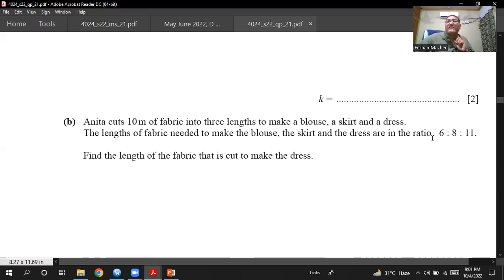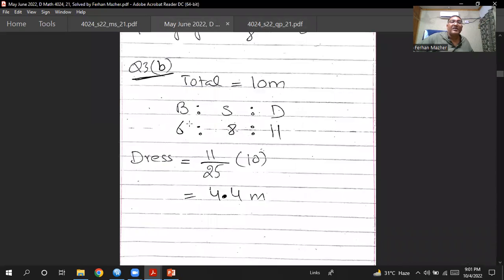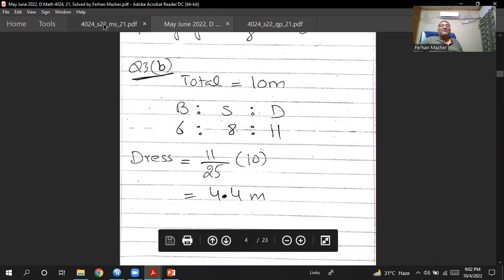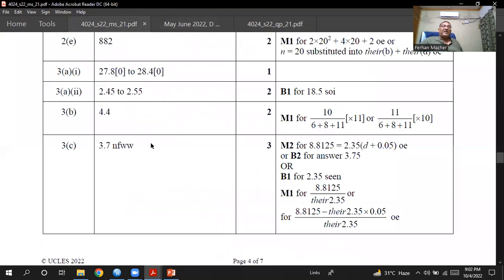And the total length of the fabric is 10 meters. So we will find how much. So the total length of the fabric used is 10 meters. The ratio between the blouse, skirt, and the dress is 6, 8, 11. So if you want to find out how much fabric is used to make the dress, that will be the ratio of the dress by the sum of the ratio multiplied by the total fabric. So that will be 11 by 25 multiplied by 10, and that will be 4.4 meter of the fabric. 4.4 meter of the fabric is the right answer, sir, from the marking scheme we can see.